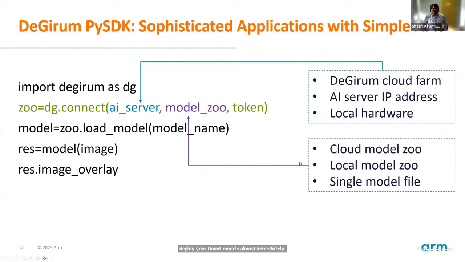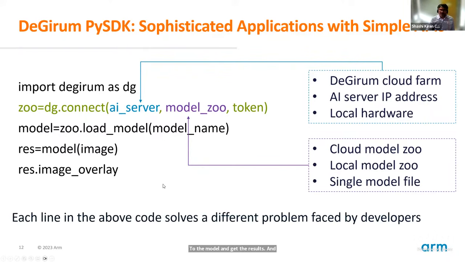The platform is complemented with our Python software development kit. And we are not exaggerating when we say that these are the only 5 lines of code that you need to understand what our platform is about. We have a simple Python package called DeGirum, which allows you to connect to an AI server and a model zoo. You can load any model that is within this model zoo. And you can send an input to the model and get the results and then visualize the output. So each line in this code solves a different problem that is faced by developers today.